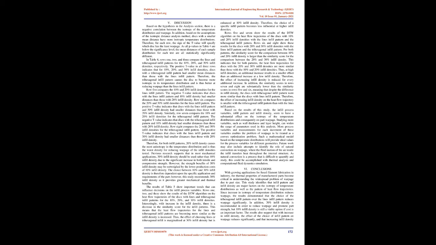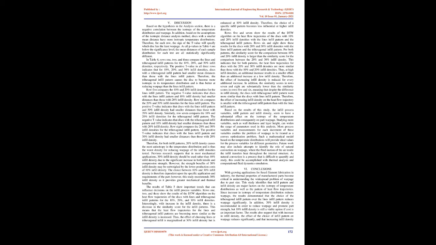In Table 4, rows 1, 2, and 3 compare the lines and trihexagonal infill patterns for the 10%, 20%, and 30% infill densities, respectively. The positive t-value in all three rows indicates that for 10%, 20%, and 30% infill densities, disks with a trihexagonal infill pattern had smaller mean distances than those with the lines infill pattern. Therefore, the trihexagonal infill pattern causes the disk to become more isotropic in its temperature distribution and is thus better at reducing warpage than the lines infill pattern.